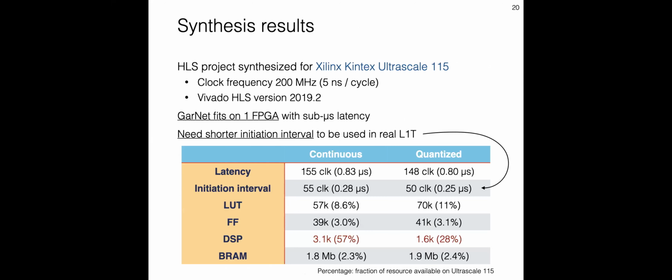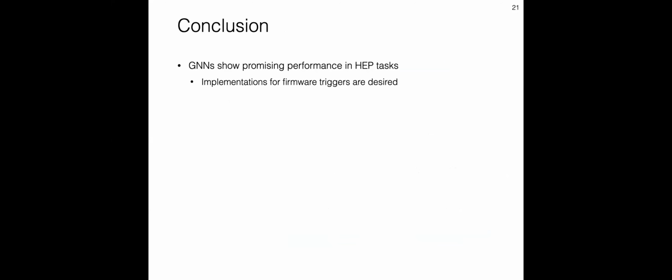Anyway, so those were the physics performance. Synthesis: did we use up resources, or can this actually fit in an FPGA? The conclusion is that it does fit in an FPGA, and also the latency is sub-microsecond, so we cleared that goal as well. But this can't be in production yet, because the initiation interval is a little too long for level 1 trigger.